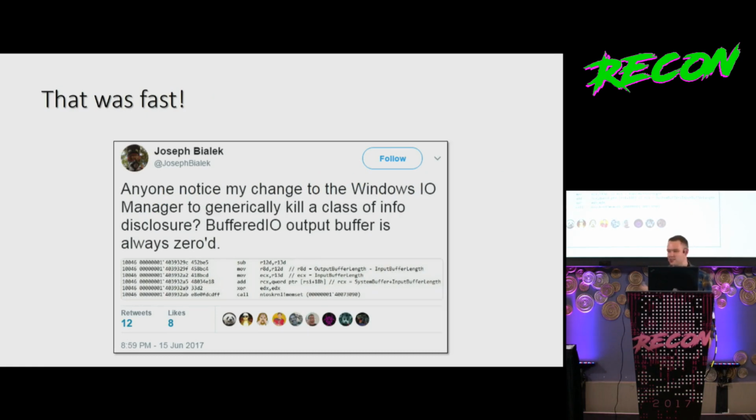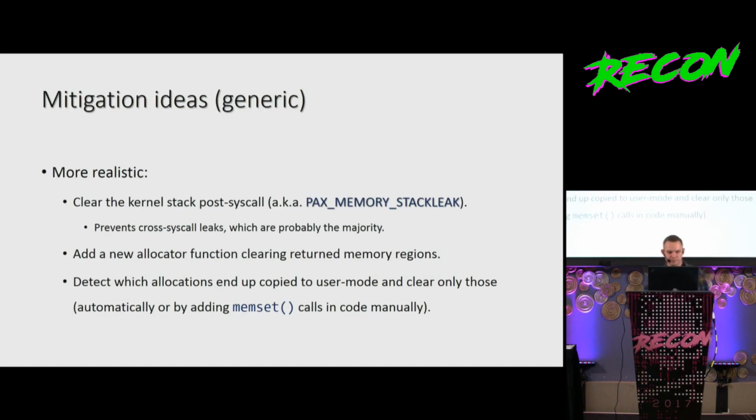But this is also a tweet from, I think, yesterday. So Microsoft is actually actively working on this. You can see that even though they don't memset all of the allocations, they started memsetting some generic classes of them. In this case, the buffer that is provided to the IOCTL handler for the buffered IO IOCTL type. So this already kills quite a large part of these kinds of vulnerabilities. So kudos to them.